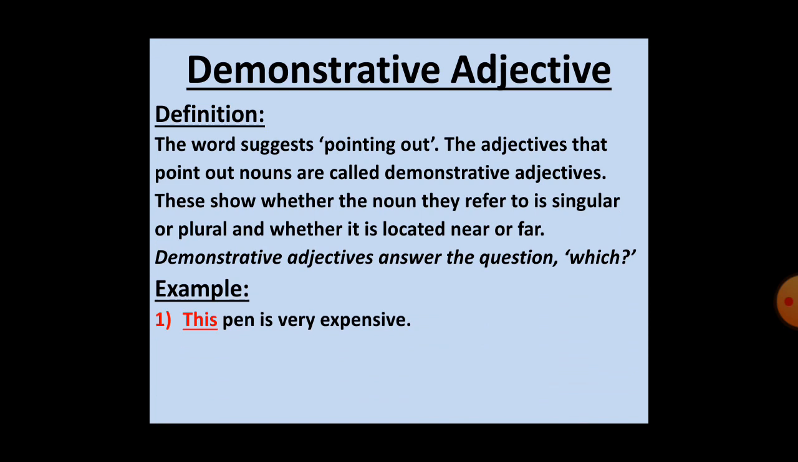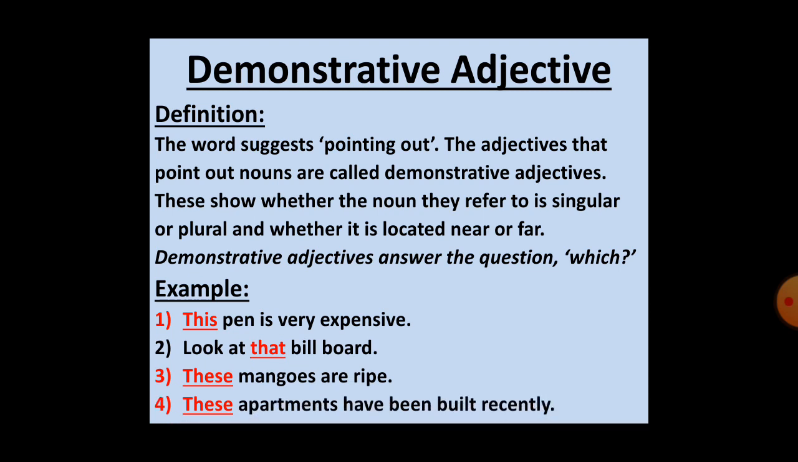So this shows what? Closer thing. Second is, look at that billboard. So that shows what? Distance. And these mangoes are ripe. It means when two or more than two things are there and they are kept nearby, there we use these mangoes. So these is what? Demonstrative adjective. Here comes, these apartments have been built recently. So these is also a demonstrative adjective.